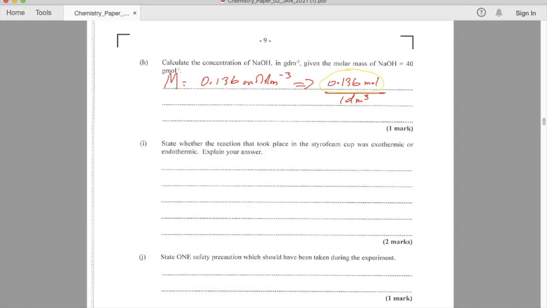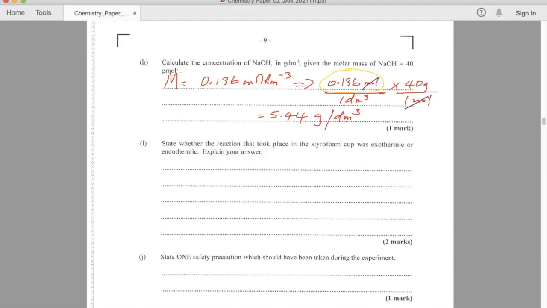And to convert moles to grams, all we would need to do is just multiply by the molar mass. So the molar mass is 40 grams per mole, which can be written as 40 grams over 1 mole. And of course, when we do this, we're seeing that mole cancels out mole, and then we'd be left with 0.136 over 1 dm cube times 40 grams. When we multiply that out, we should end up with 5.44, and we're left with grams per dm cube, which is how we represent mass concentration.